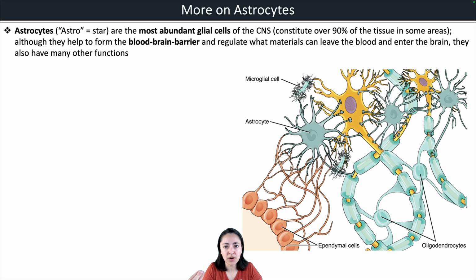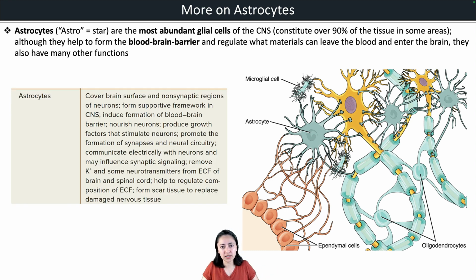Now, let's look a little bit more at the astrocytes. The term astro actually means star because these cells are star-shaped. They are actually the most abundant glial cells of the central nervous system, and they constitute over 90% of the tissue in some areas. Although they help to form the blood-brain barrier and therefore help to regulate what materials can leave the blood and enter the brain, they also have many other functions. If you want to read about these other functions, you can look here, but let me just quickly summarize some of these functions for you. So the astrocytes, in addition to forming that blood-brain barrier, they also are going to help to nourish the neurons.